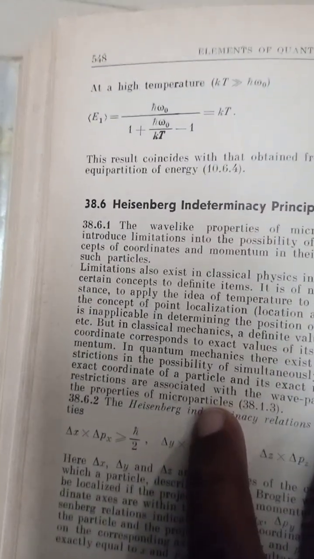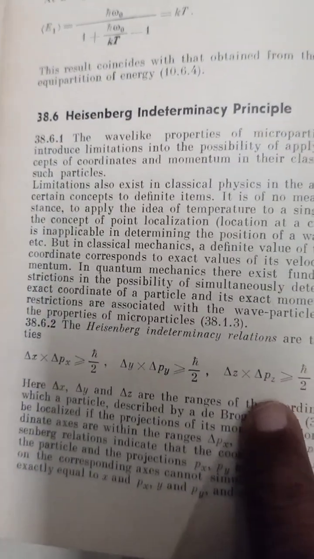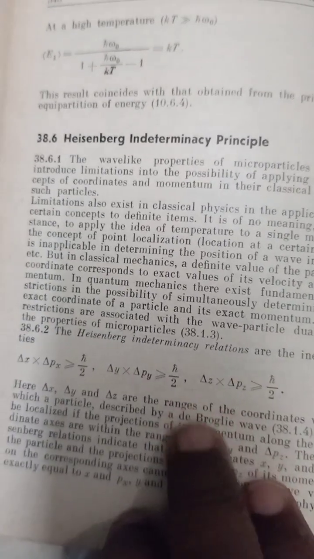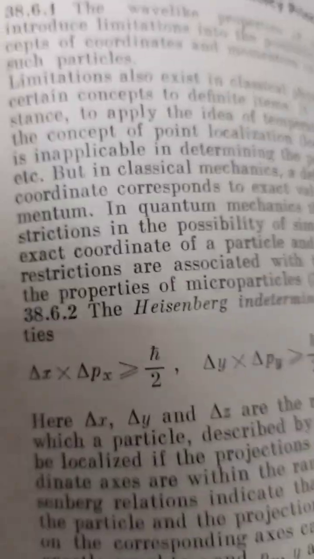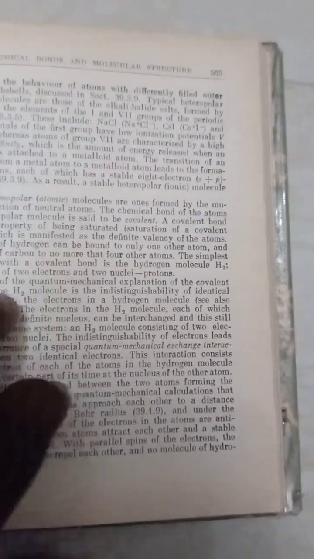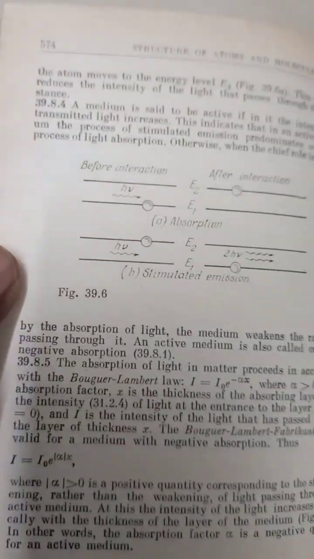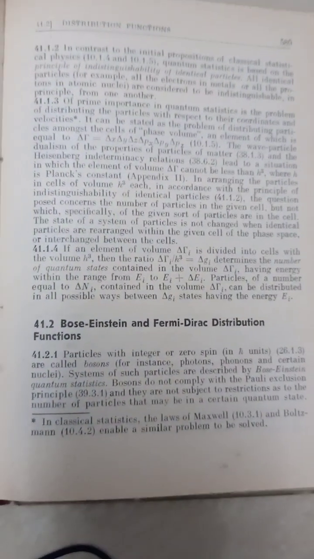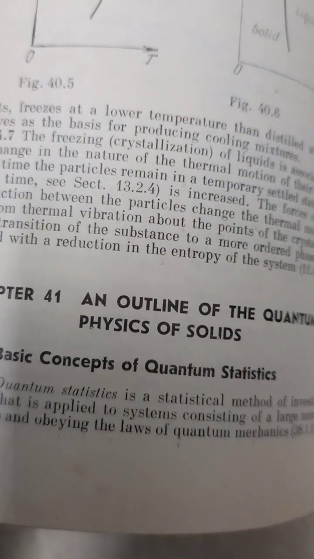And then quantum mechanics, as usual, starts with the Heisenberg principle, that is uncertainty in position multiplied by uncertainty in momentum is equal to h cross by 2, this is the HUP equation. And then it talks about quantum mechanics, space quantization, and so on. Very large number of topics are covered here. You can see we are covering lasers and Bose-Einstein and Fermi-Dirac distribution, the basic concept of quantum statistics.